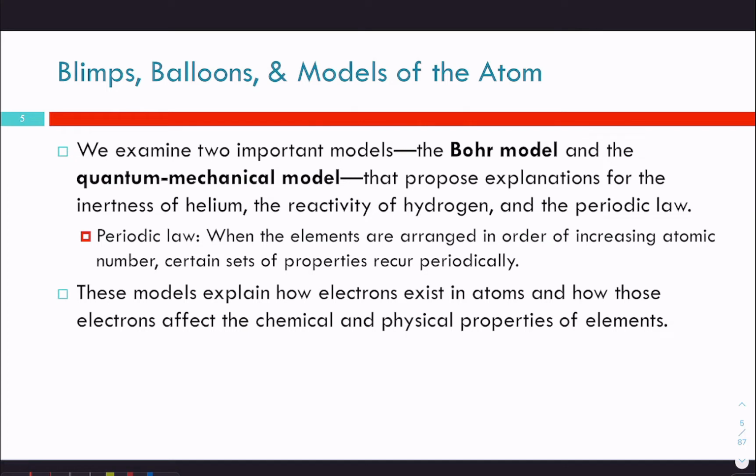These models also explain how electrons exist in atoms and how those electrons affect the chemical and physical properties of elements. And a lot of this is going to be, we talk about quantitative versus qualitative. Quantitative is like the quantity of things, right? It's working with exact numbers. Chapter 8 was sort of quantitative chemical reactions. A lot of what I'm going to expect you to learn for chapter 9 is going to be qualitative. So it's the quality of things. Not as many numbers to deal with.